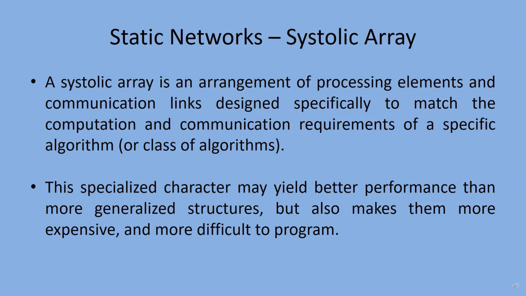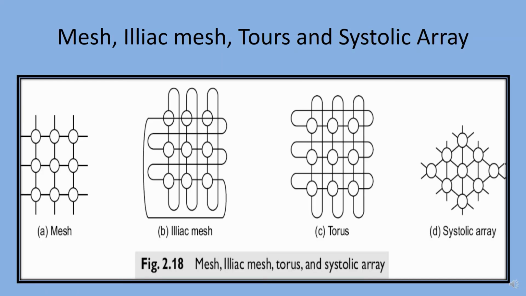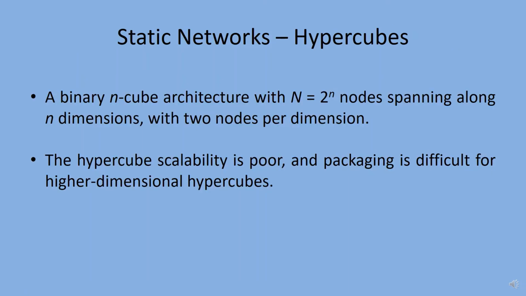For special applications like image or signal processing, systolic array may offer a better performance per cost ratio. The diagram shows mesh, torus and systolic array structure. Hypercube. This is a binary n-cube architecture.